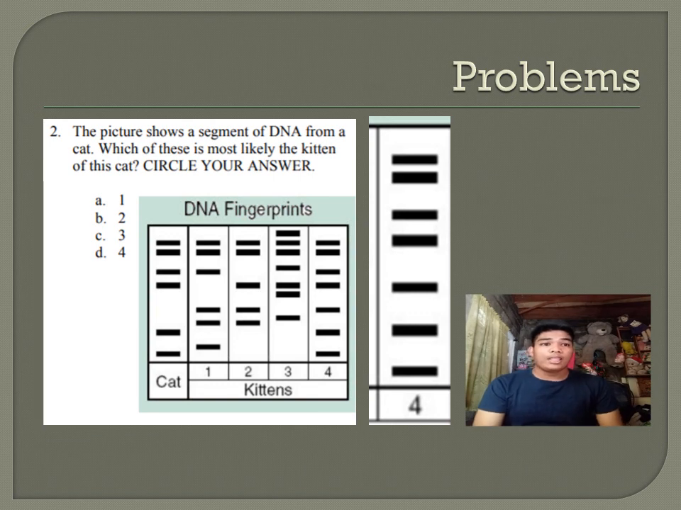Second problem. The picture shows a segment of DNA from a cat. Which of these is most likely the kitten of this cat? The kitten of this cat is letter D.